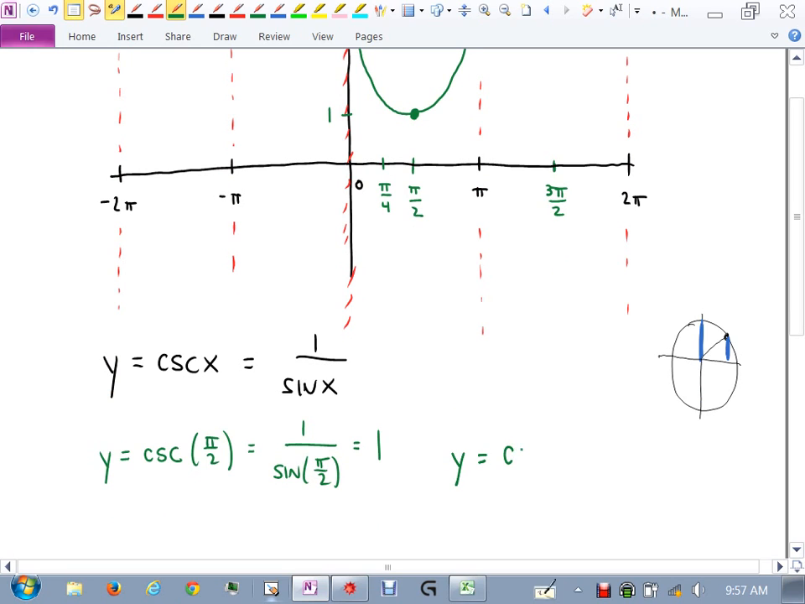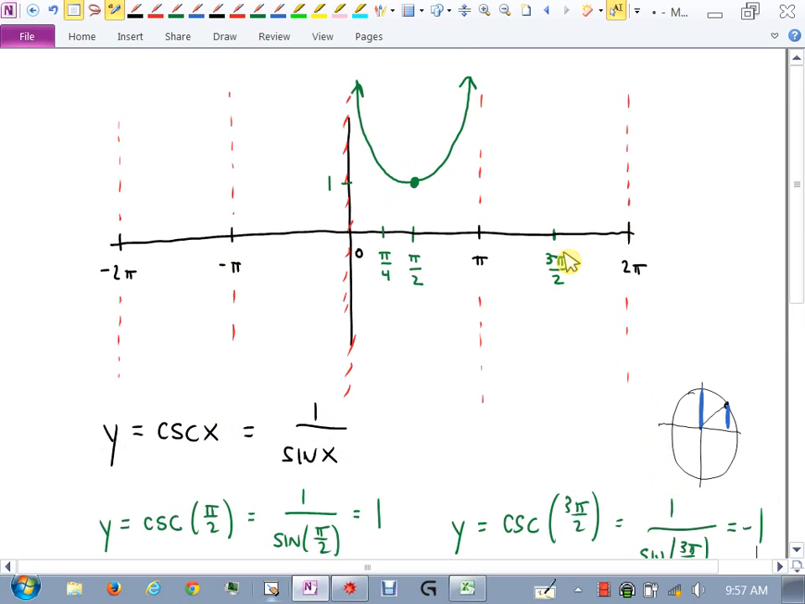So cosecant of 3 pi over 2 is 1 over sine of 3 pi over 2. What was it? Sine of 3 pi over 2? Negative 1. So isn't this negative 1 here? That gives you negative 1 when you plug 3 pi over 2 in. So I'm going to go to this graph, and I'm going to go down 1 and put a point.